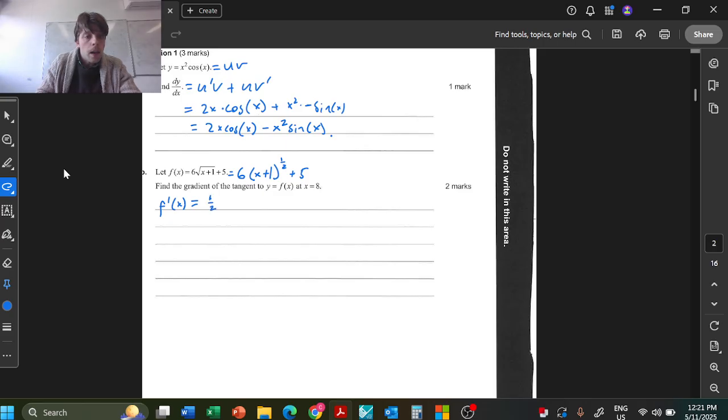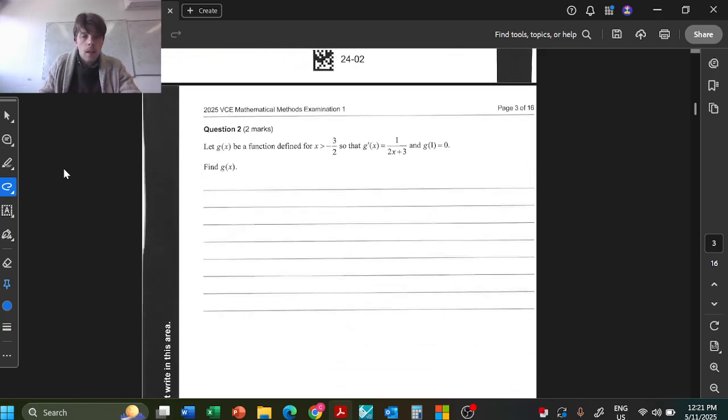So we multiply the half out the front, so half times 6, and then we have x plus 1 to the power of negative a half, and the derivative of 5 is just 0. This comes out as 3 up the top, and the square root of x plus 1 down the bottom. That's our derivative function. To find the gradient at this point, we sub in x equals 8. That gives us 3 over the square root of 8 plus 1, which is 9. So that's 3 over 3, which is equal to 1. That's our answer for that second question.